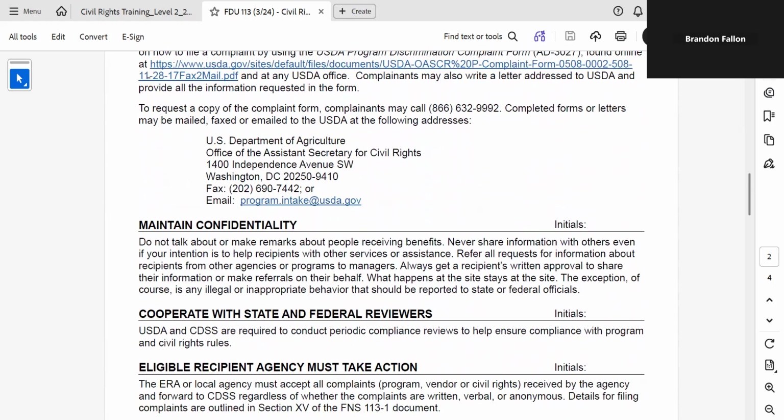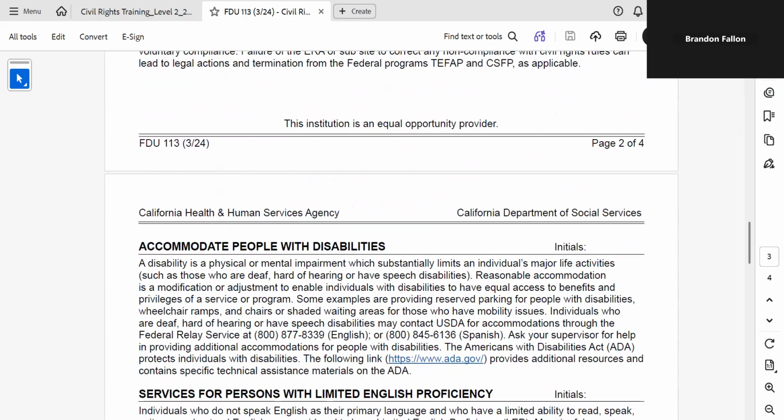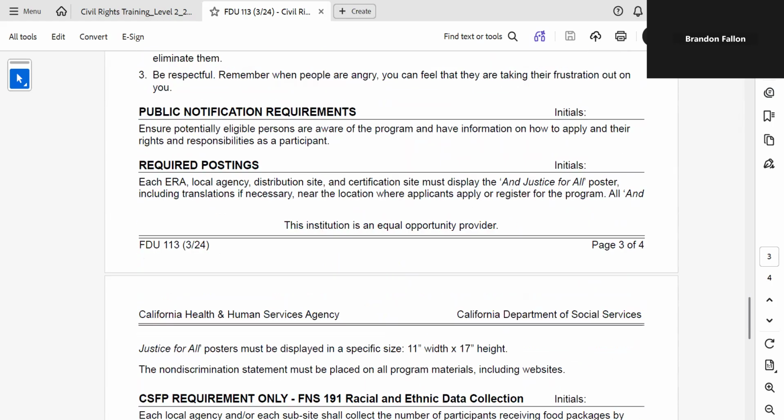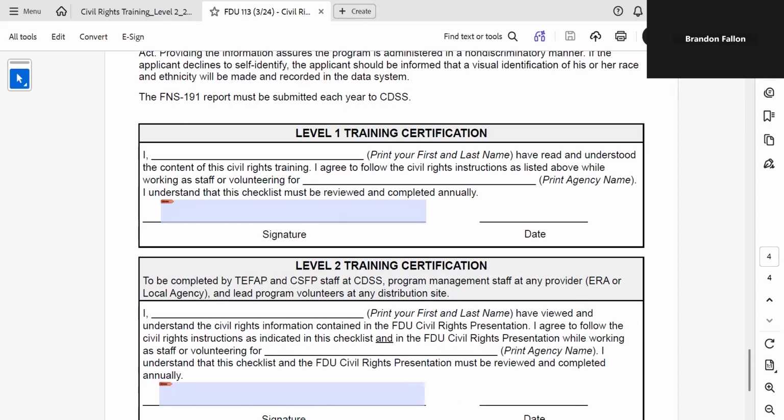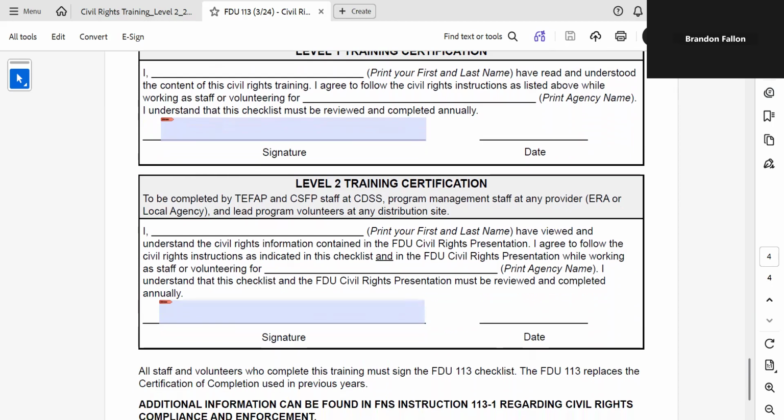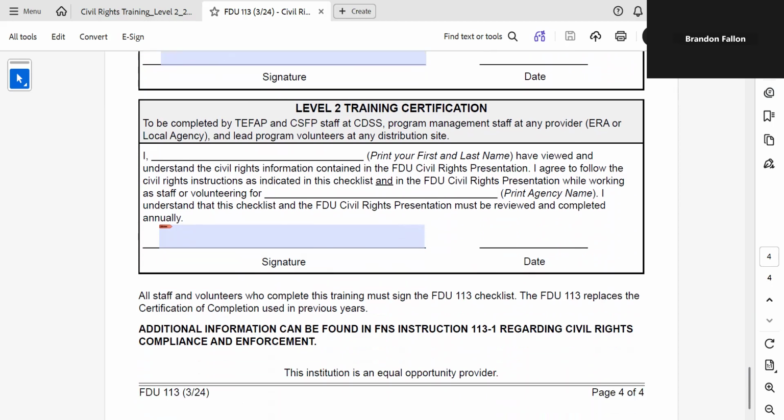The really important part is going to come down on page 4, level 1 training certification and level 2 training certification. A lot of you interact with the people more than some of the other agencies do. So I'm suggesting everybody look at the level 2 certification.